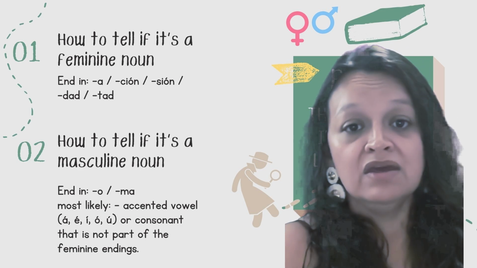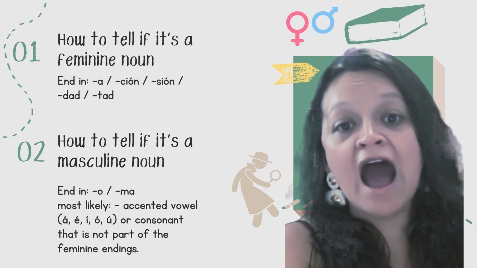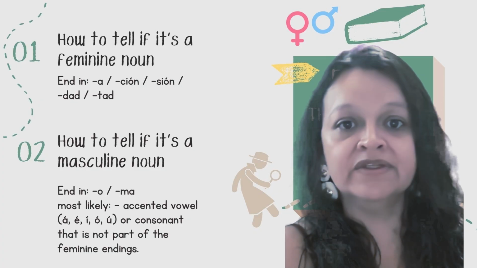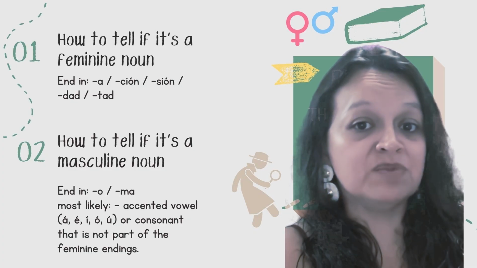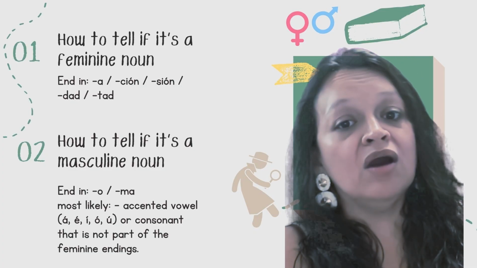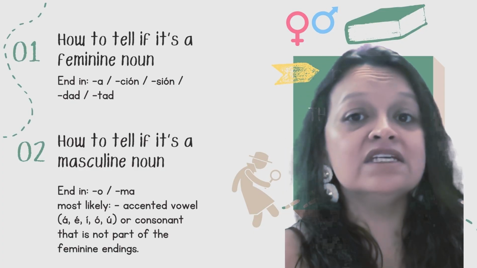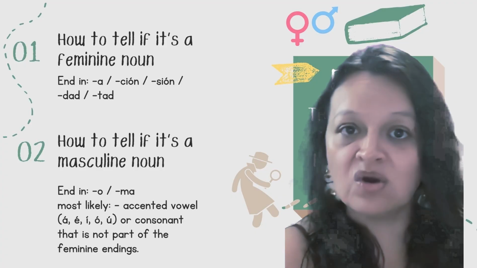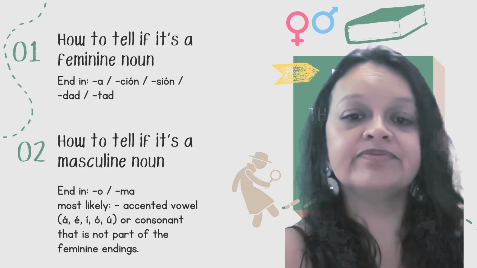You can see them. Feminine nouns end in the vowel a on its own. Casa, feminine. Sión, it doesn't matter if it's spelled with a C, I-O-N, or with an S-I-O-N. If the last sound is sión, then it's feminine. La canción, the song. La pasión, the passion.